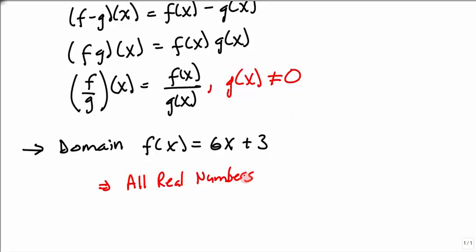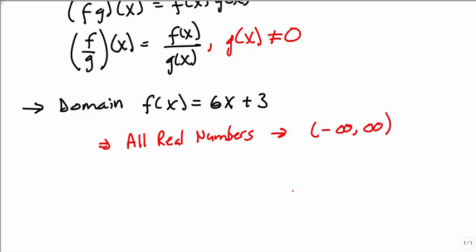So all real numbers is my solution here for the domain, and I would represent that from negative infinity to positive infinity. Of course this is interval notation, and with interval notation, wherever we have infinity, I have to use parentheses, never brackets. Okay, let's look at another example.